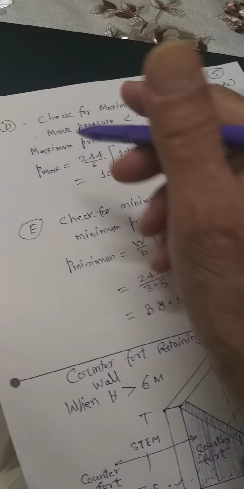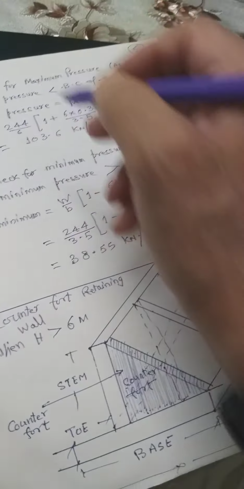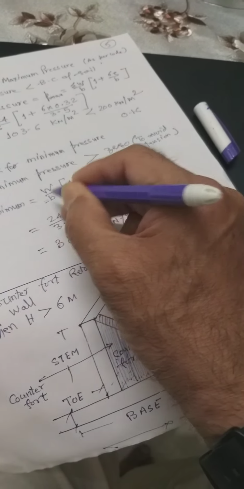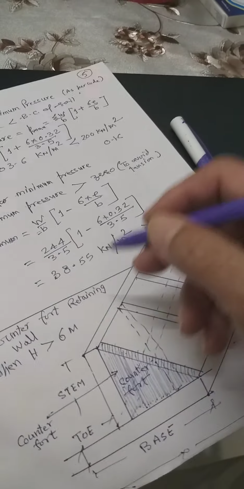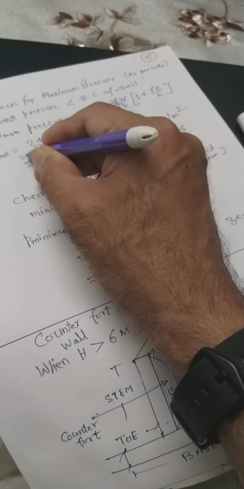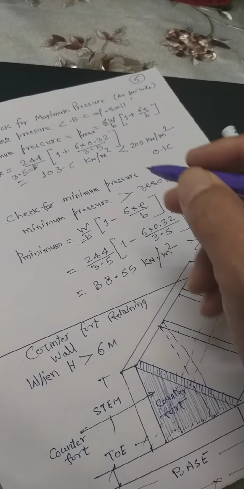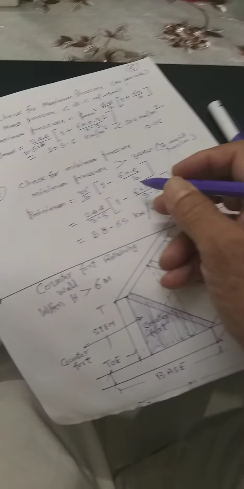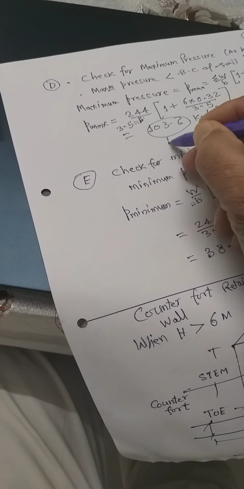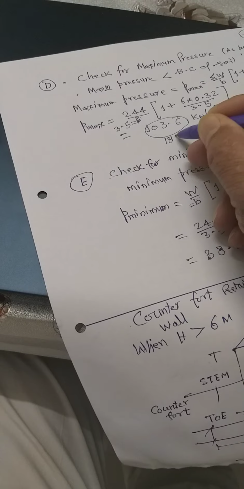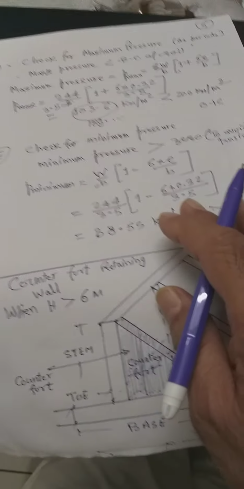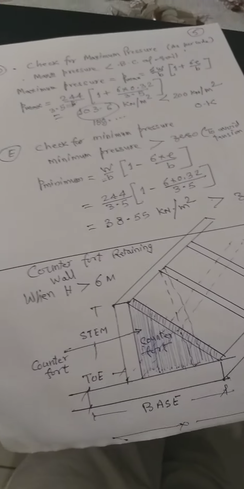Here I have to make some correction over here, that is this is not B, B will be taken as 3.5. Here also this B is taken as equal to 3.5 instead of 4, and then we have to calculate the value. It is slightly greater than this much, it comes out with 188 point something kilonewton per meter square, so we can say our design is safe.